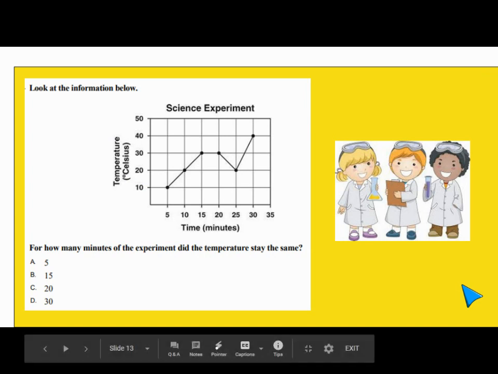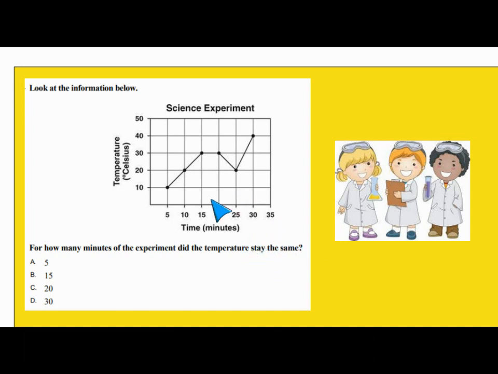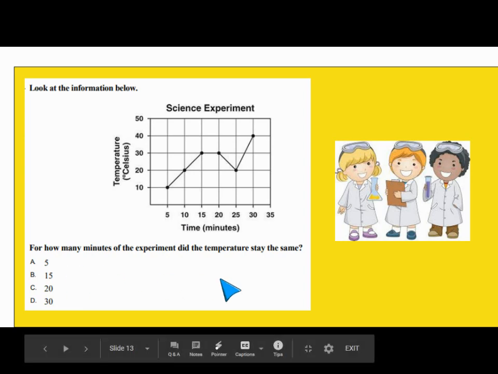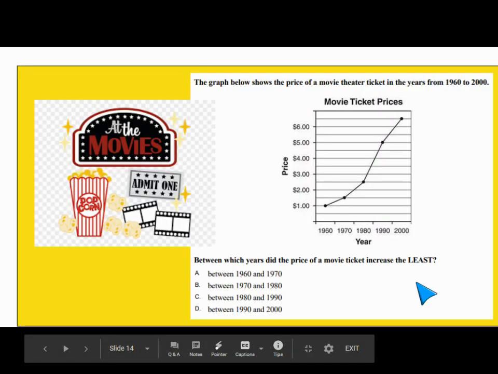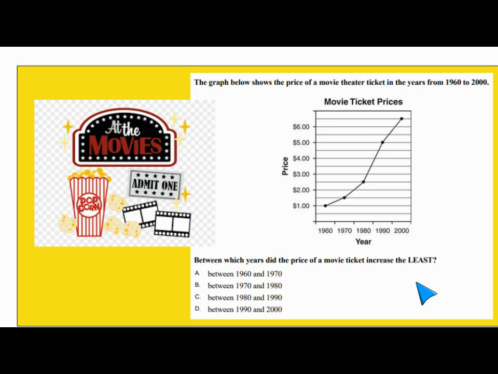All right, science experiment. We want to know for how many minutes of the experiment did the temperature stay the same? You guys know that slope vocabulary. That would be describing where the data didn't change. So from 0 to 35 minutes, from 0 degrees Celsius to 50, I see a constant 30-degree temperature reading between 15 and 20 minutes. That is a 5-minute span. Answer A.